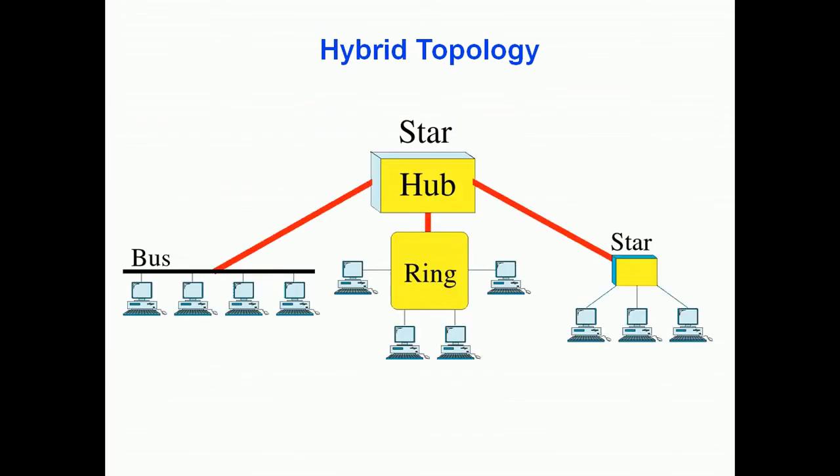And next is hybrid topology. Hybrid topology is the combination of all other topologies such as bus topology, star topology, ring topology. In a network, all the topologies are used. So this topology is known as hybrid topology. So these are the topologies. Every topology has its advantage and disadvantage with respect to other topologies.